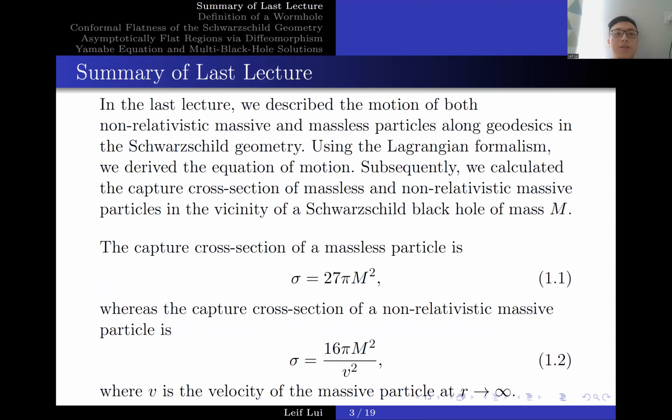So let us summarize what we did in the last lecture. In the last lecture, we described the motion of both non-relativistic massive particles and massless particles along geodesics in the Schwarzschild geometry. Using the Lagrangian formalism, we derived the equations of motion. Subsequently, we calculated the capture cross-section of the massless particle and the non-relativistic massive particle near a black hole of mass M. The capture cross-section of a massless particle is as follows. And the capture cross-section of a non-relativistic massive particle is this, where v is the velocity of the massive particle at r to infinity.